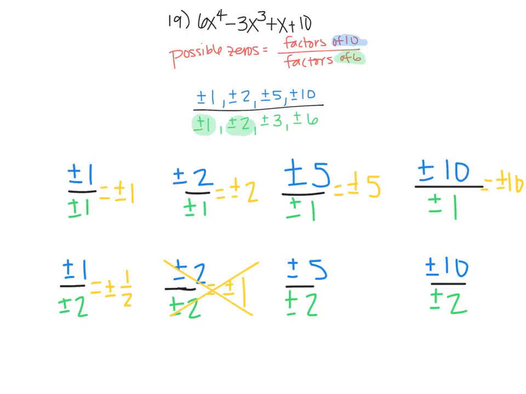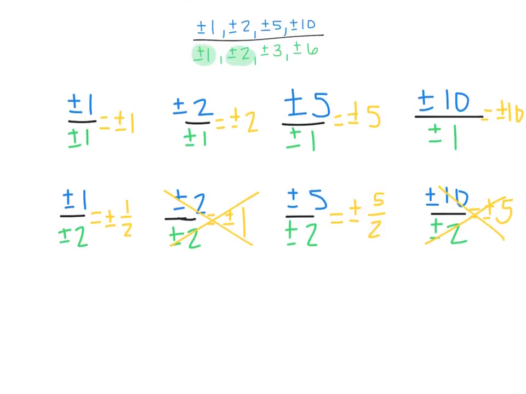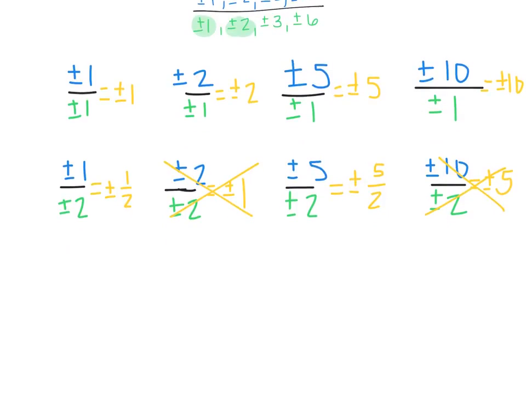And then I would do the same thing. 5 over 2 is positive and negative 5 over 2. And 10 divided by 2 is positive and negative 5. Again, I already have a positive and negative 5, so I can ignore this possibility because I've already got it showing up once. And then I'm going to do the same thing again. I'm going to take all the numbers in my numerator, 1, 2, 5, and 10, and divide them by the next number in my denominator, which was positive and negative 3.